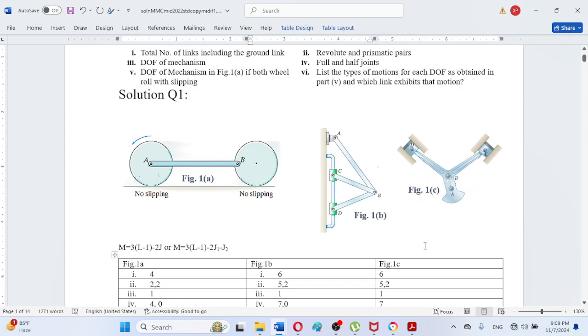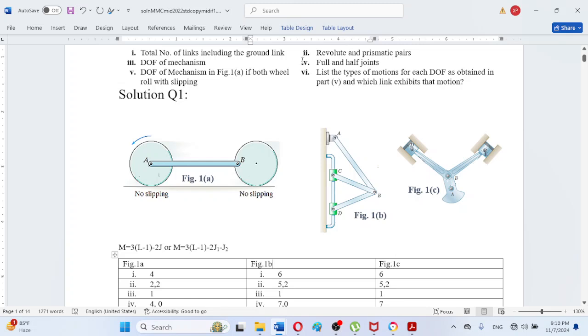Similarly, in figure 1C, this is the ground link here, and there are 2 pistons, so 2 and 3, and 2 connecting rods, so 4 and 5, and 1 is the crank AB. So there are a total of 6 links.